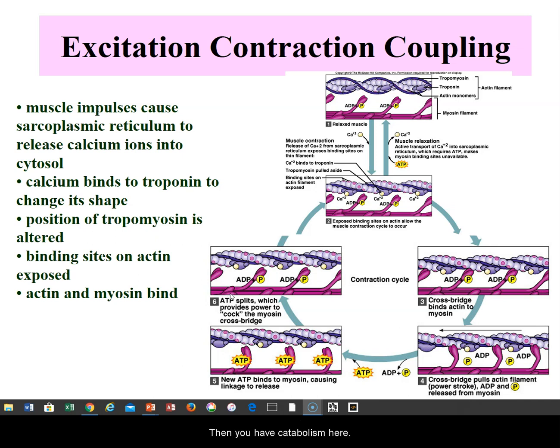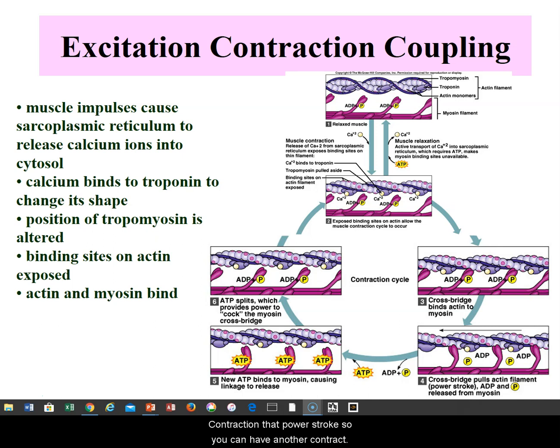Then you have catabolism here, decomposition of that ATP into ADP and phosphate again. The energy was all used up in this power stroke, so we need the ATP and decomposition or catabolism to happen so we can store more energy in this myosin head, so you can have another stroke, so you can have another contraction, that power stroke.